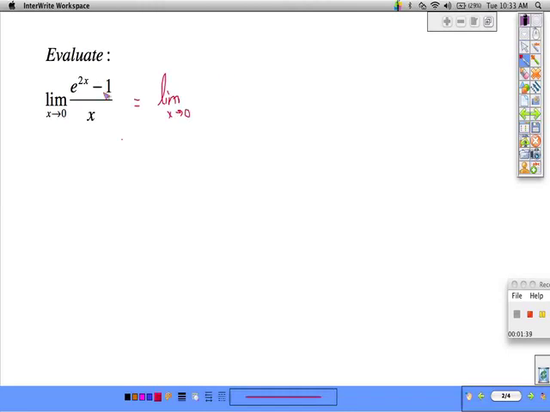So the derivative of the top is 2e to the 2x. The derivative of the bottom is 1. Well, as x goes to 0, e to the 2x goes to 1, so this is equal to 2. And if you were to graph e to the 2x minus 1 over x, you could see that indeed the graph does approach 2 as x gets closer to 0.